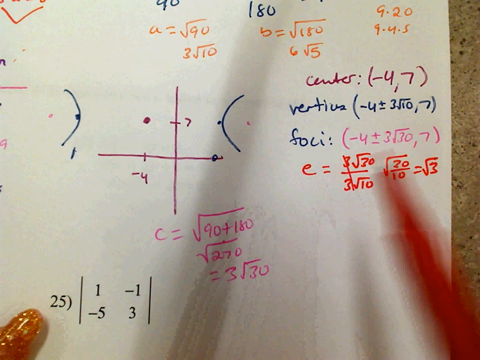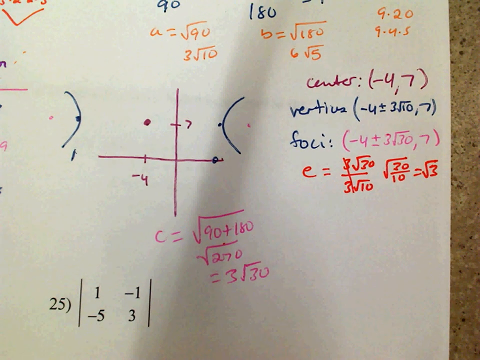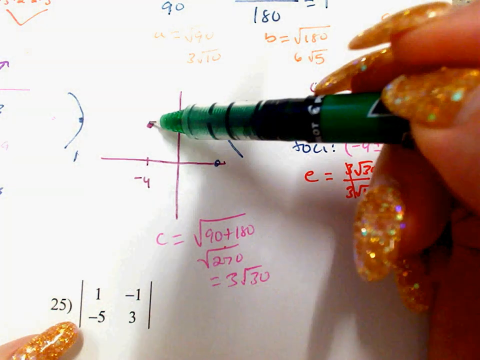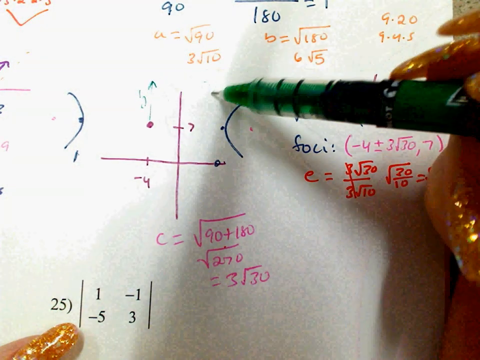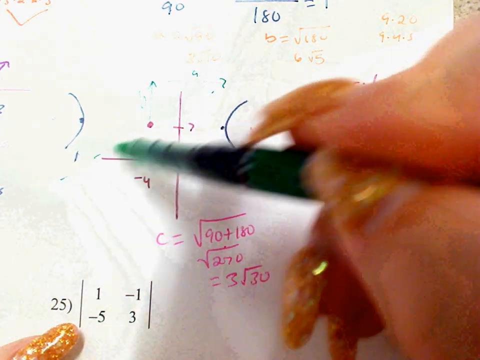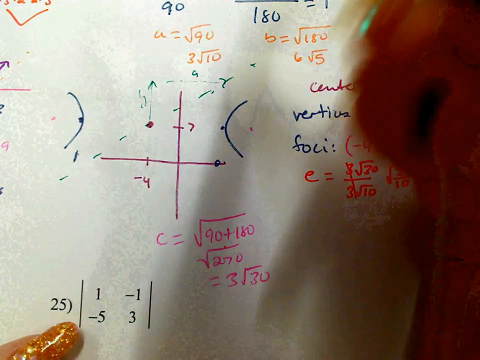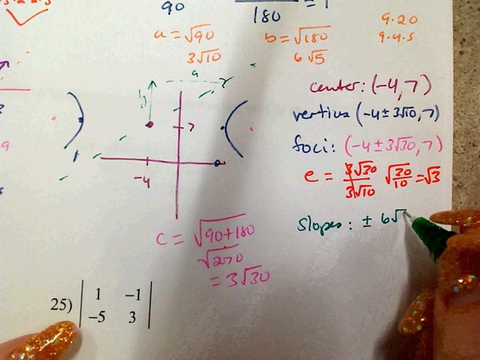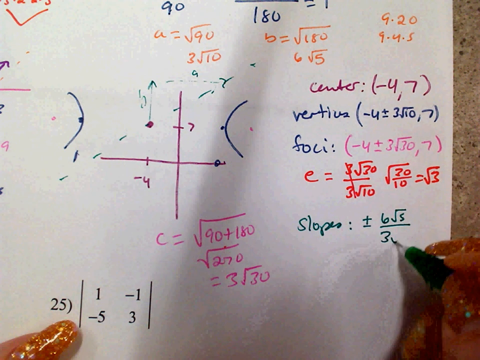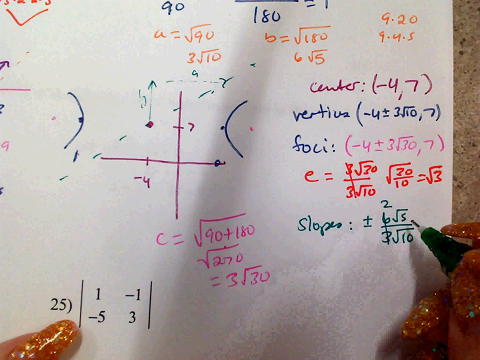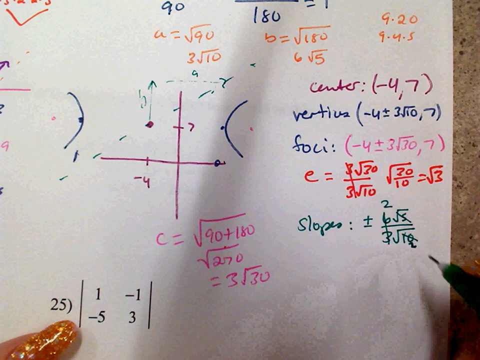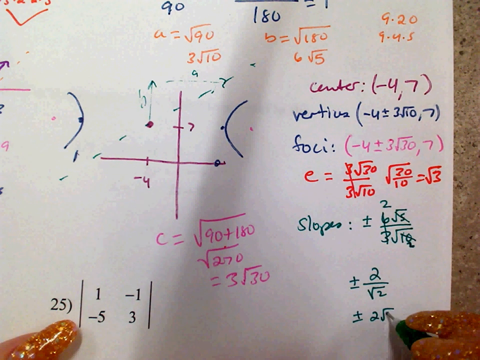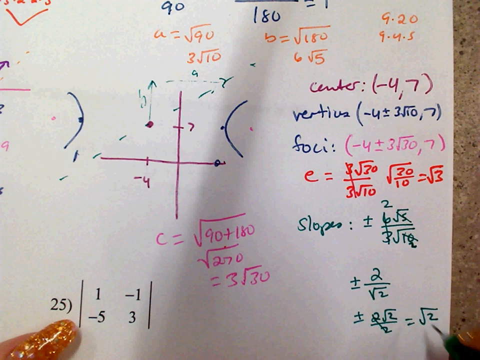And last but not least, the slopes of the asymptotes. So obviously we're going to go up b, whatever b is, and over a to get to my slope. So b is 6 root 5, plus and minus 6 root 5 over a, which is 3 root 10. That simplifies down to a 2, and this simplifies down to a square root of 2 interior. So it's 2 over the square root of 2, or plus and minus 2 root 2 over 2, which is the square root of 2. Okay? All right, and that is it for hyperbolas.